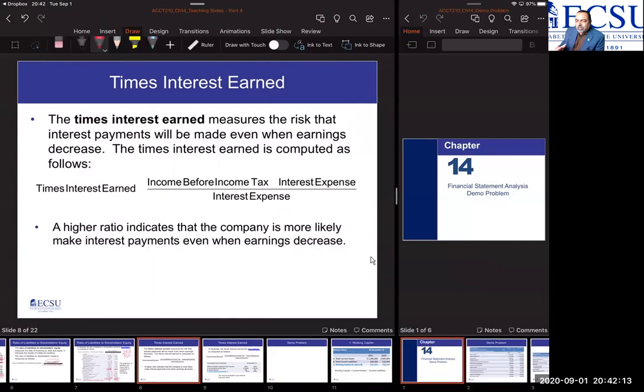So that means if you have $1,000 to pay as interest, but you are making $10,000, and even if that $10,000 decreases by half and you're making 5,000, there is still a chance that you will be able to make that $1,000 interest payment. So that is the measure that we are going to look at. Okay, so that is the times interest earned.